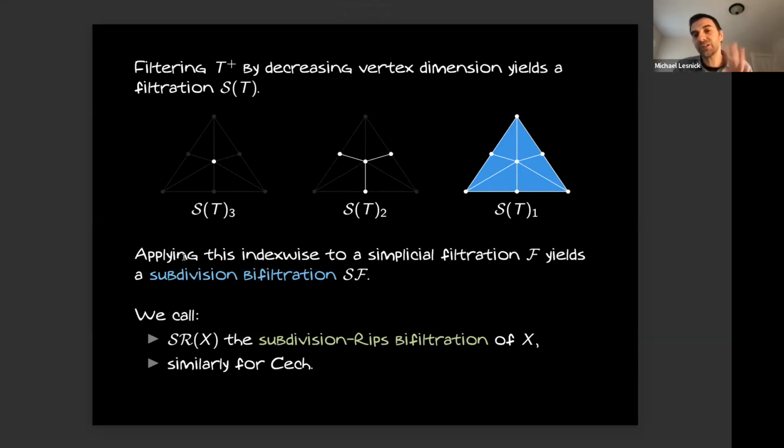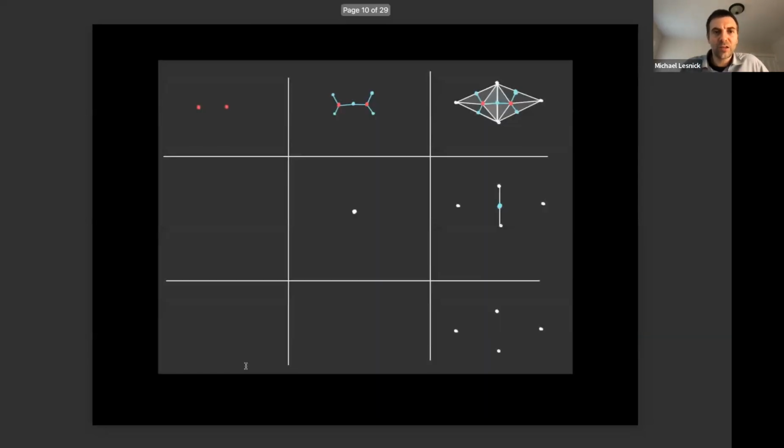Now if we have a simplicial filtration, then we can apply this construction at each index in the filtration. We get a 1-parameter family of filtrations, and that assembles into a bifiltration, and we call this the subdivision bifiltration of our filtration. In the case that our filtration is the Vietoris-Rips filtration of a metric space X, we call this construction the subdivision Rips bifiltration of X. And similarly, we talk about the subdivision Čech bifiltration. Okay, and so here's an example of this.